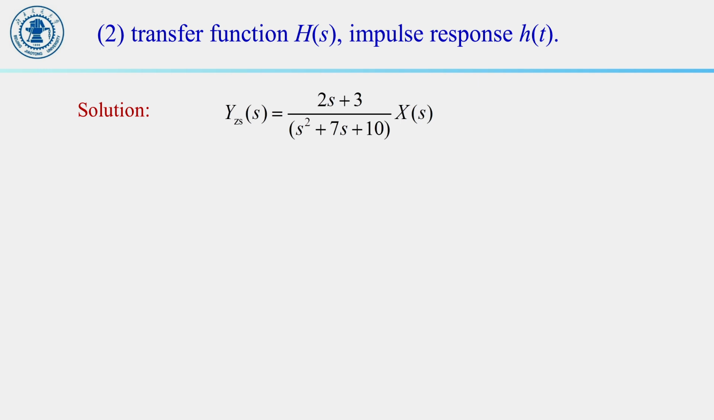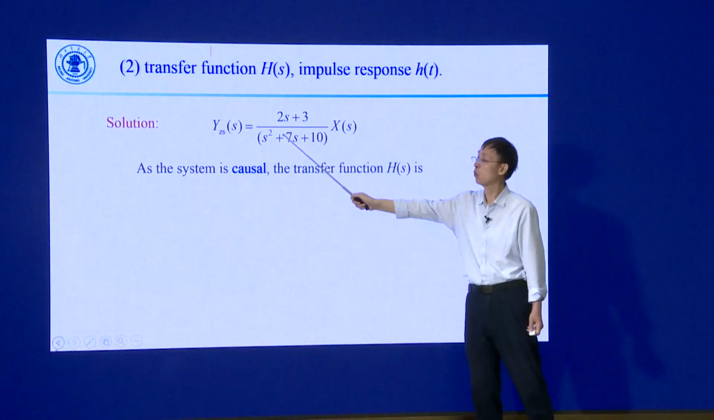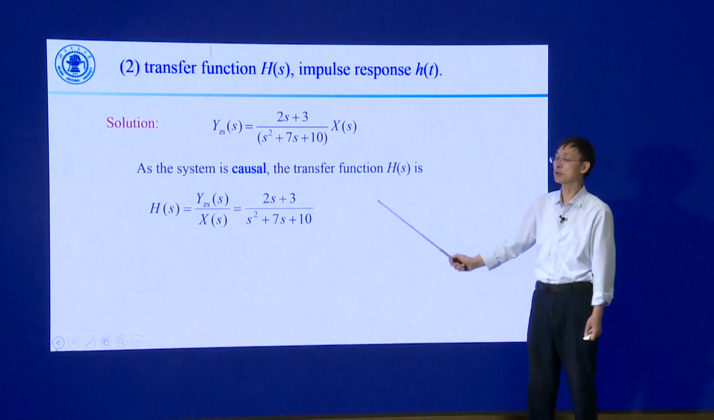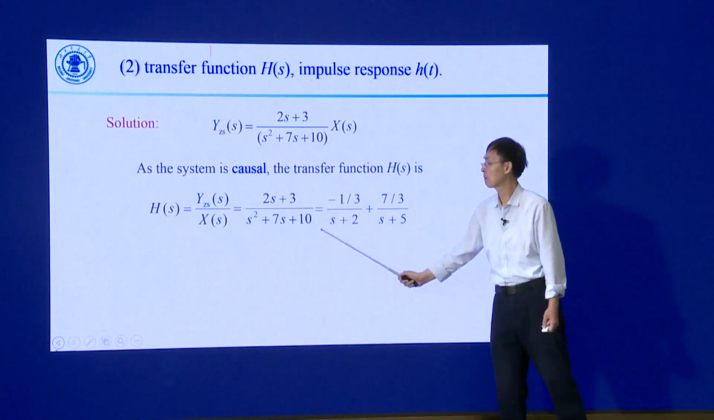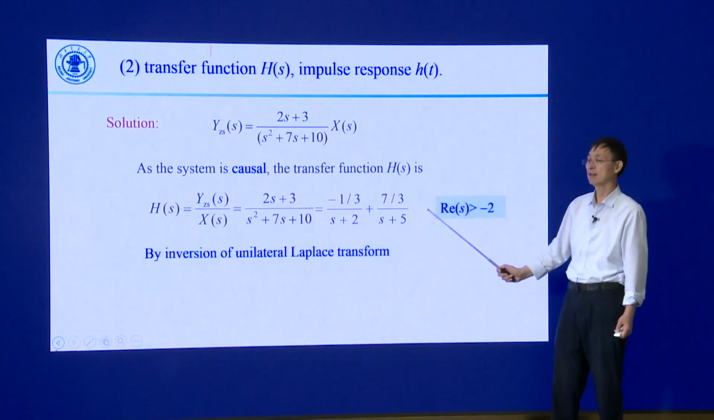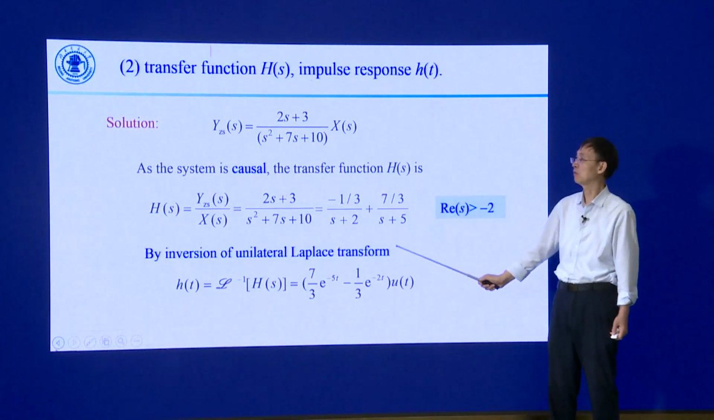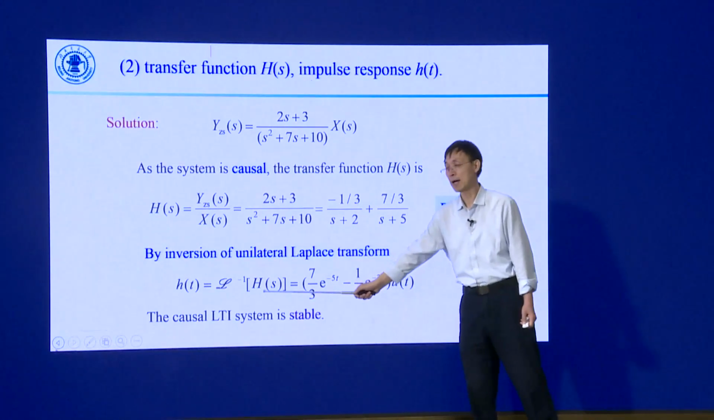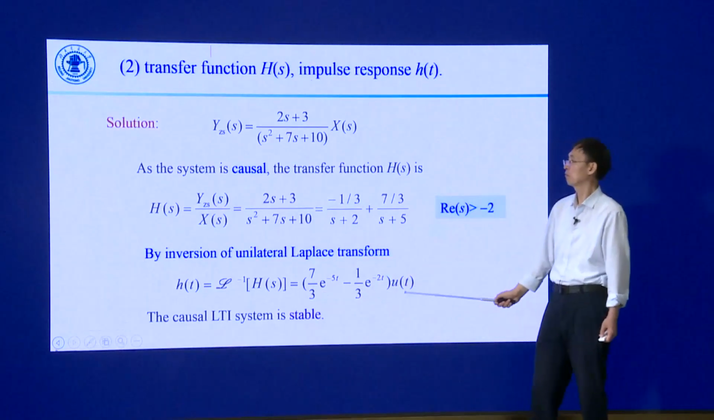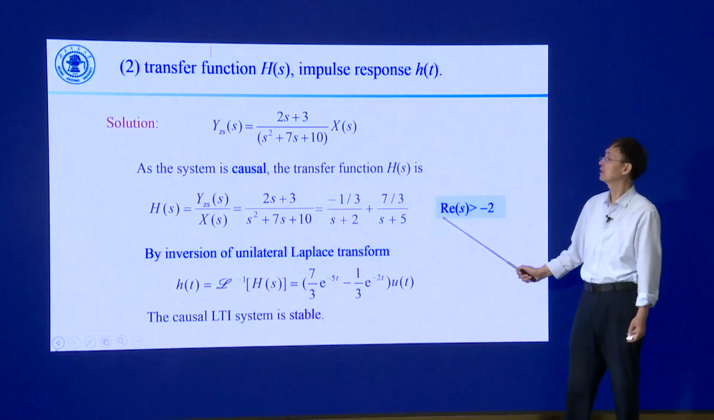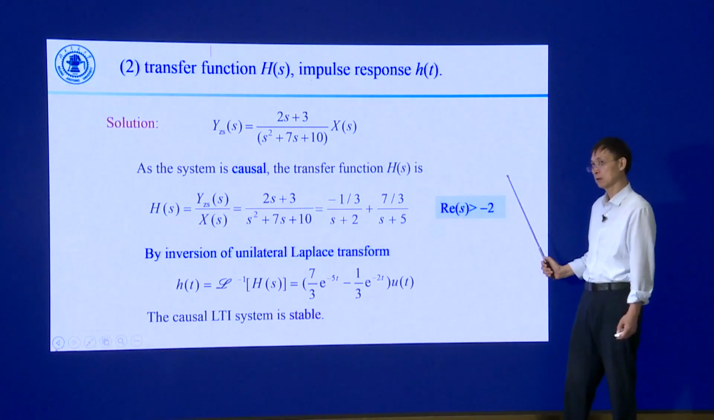Now we are determining the transfer function and the impulse response. According to YZS of S, we can get the system transfer function. By partial fraction expansion, we can get the impulse response for this system. The causal LTI system is stable because all the poles are located in the left half of the S-plane.